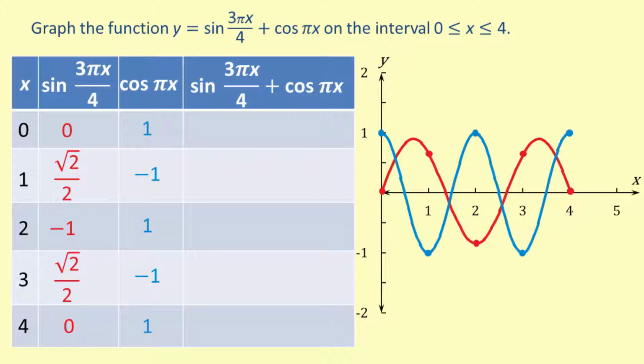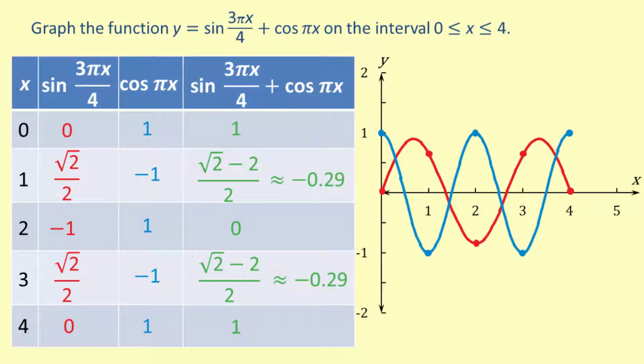To graph the final function, which is the sum of the previous two functions, we add their y values together from the table. So we get 1, the quantity square root 2 minus 2 over 2, 0, the quantity square root 2 minus 2 over 2, and 1. For the purpose of graphing, we will rewrite certain values as decimal approximations to the nearest hundredth. In this case, the quantity square root 2 minus 2 over 2 is approximately equal to negative 0.29.